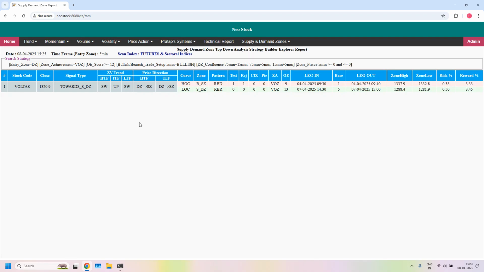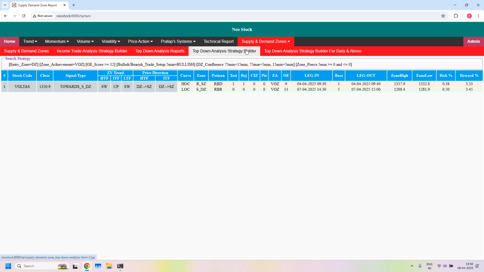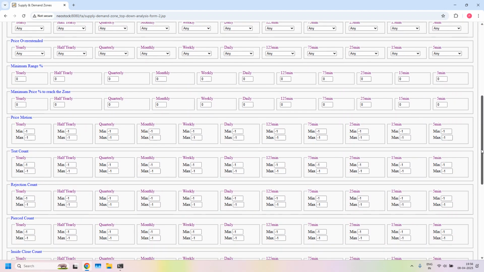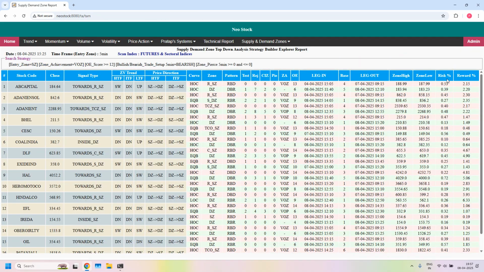So this is about the bullish trade setup for hourly income trade. Next, the bearish trade setup for hourly income trade. Entry time frame 5 minutes, entry zone, supply zone, bullish or bearish at 5 minutes. I selected bearish. Zone achievement VOZ, minimum odd enhancer score 12. And pierced count on 5 minutes time frame, minimum value 0, maximum value 0. That means the 5 minute supply zone should not be pierced.